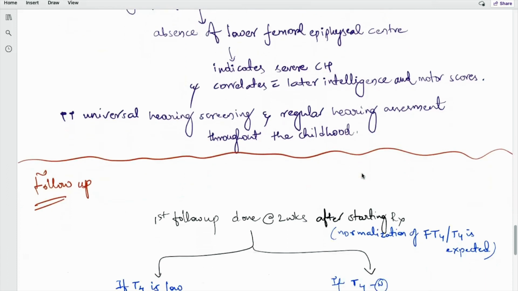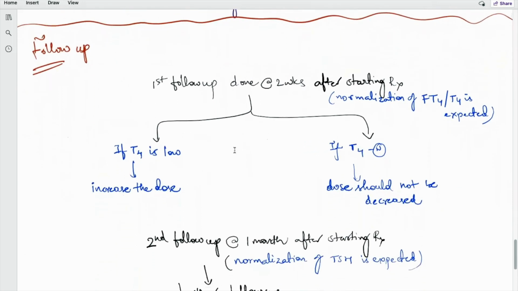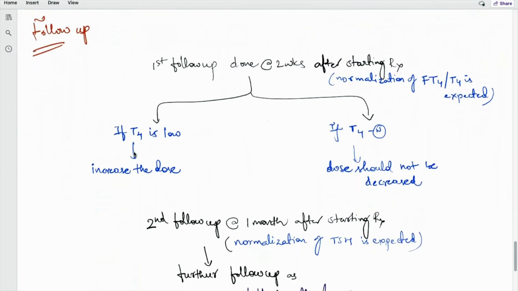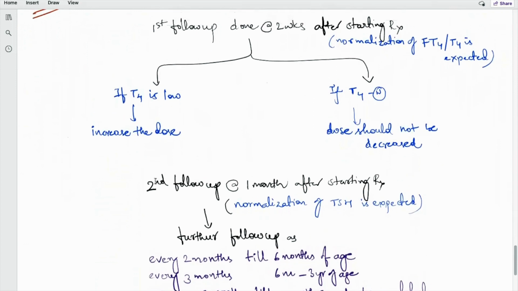Then, how do you follow up a child with congenital hypothyroidism on treatment? The first follow-up should be done at 2 weeks after starting the treatment, because we expect normalization of free T4 and T4 at this age. If the T4 is low, we should increase the dose, and if T4 is normal, the dose should not be decreased also. Then the second follow-up we should do at 1 month after starting the treatment. There we expect the normalization of TSH.